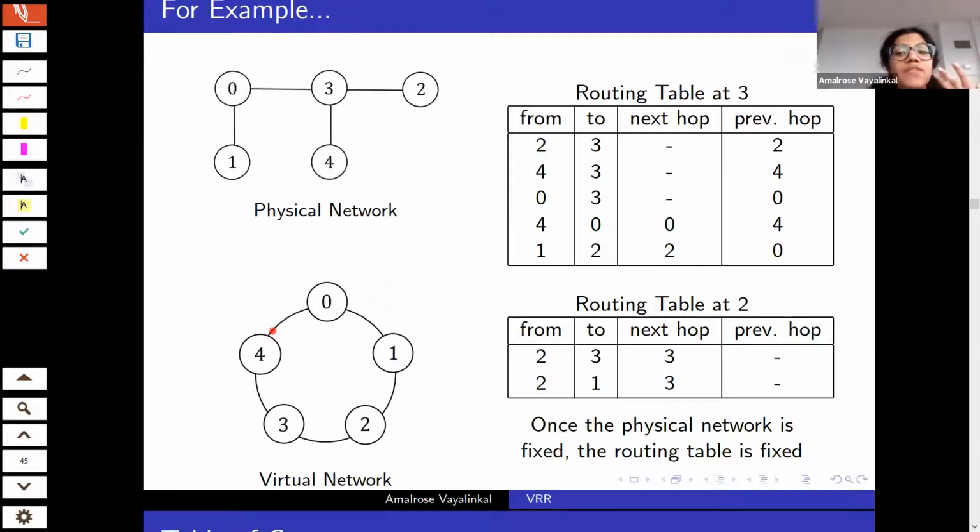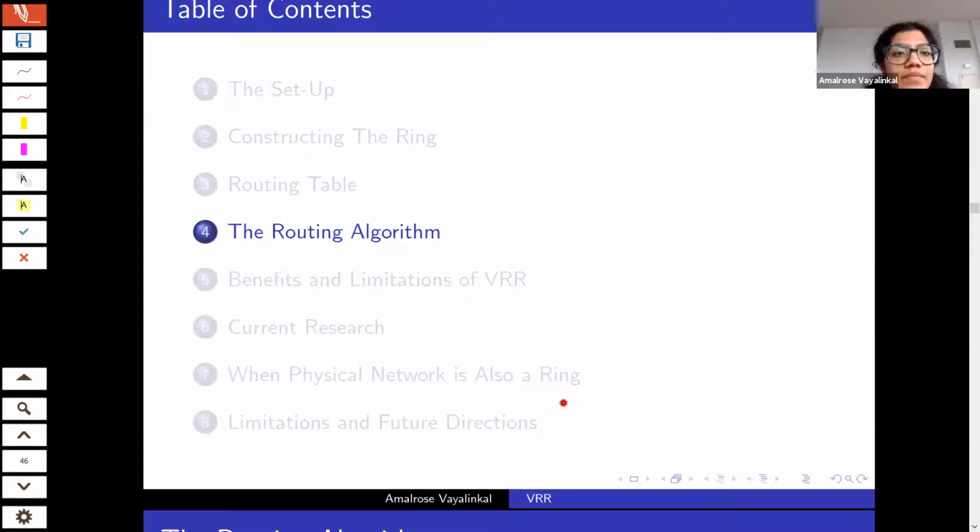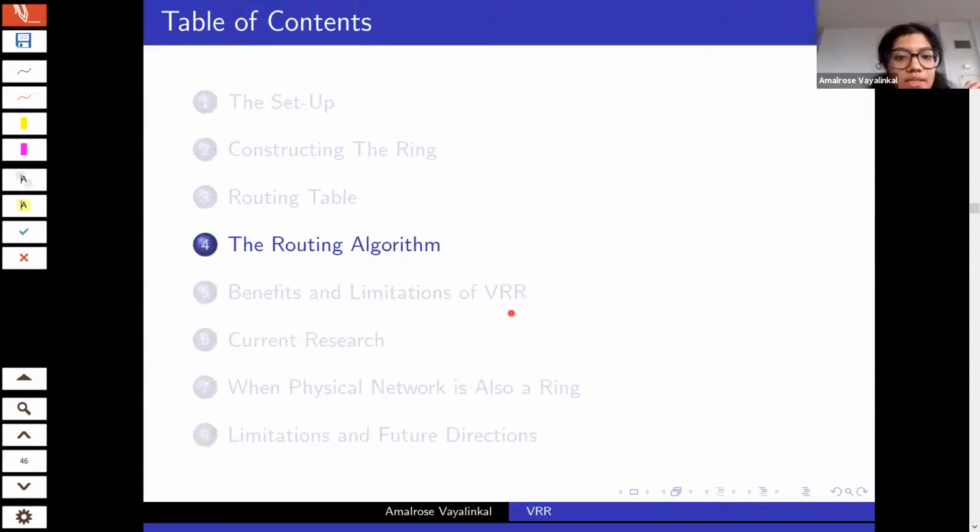And importantly, once the physical network is fixed, the routing table is fixed. So these routes are fixed, and this information on each routing table is fixed as long as we're not adding or removing any nodes from the physical network. Okay. So the next thing we want to do is talk about how we might actually route. So we just added virtual neighbors and the bare necessary virtual links to construct the ring. But we do eventually want to.